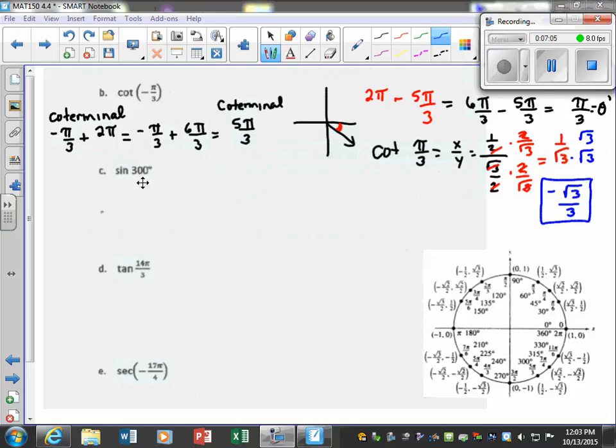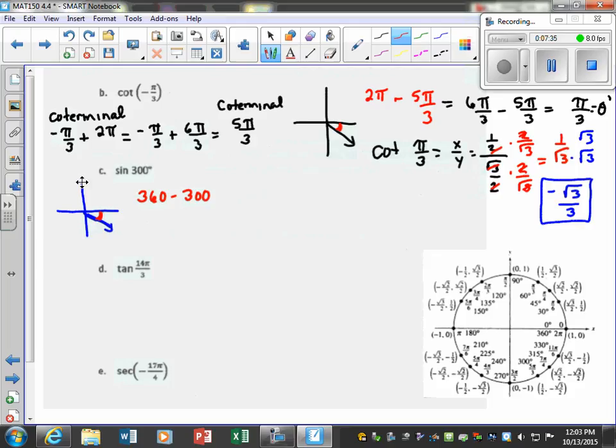Okay, sine of 300. So is 300 on the unit circle? Yes, so that means we don't need to do the coterminal stuff. We only need to do that when it's not. Let's go ahead, and 300 we can see is over here in quadrant 4. Well, 300's in this quadrant, so the reference angle, angle theta, would be here. So that will be 360 minus 300. So the reference angle is 60 degrees. So now we just want to evaluate the sine of 60 degrees.